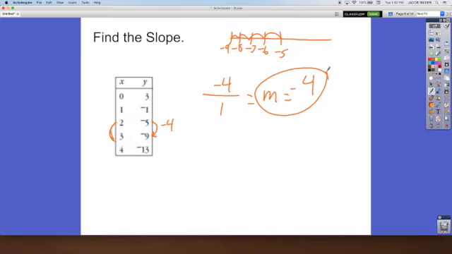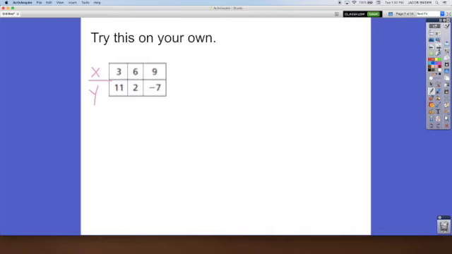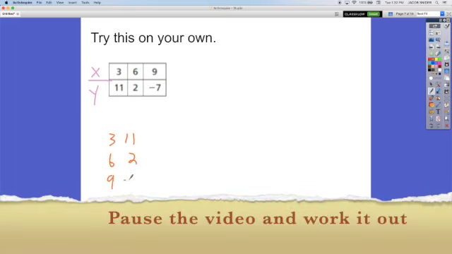Okay? So far, so good? Okay, pause the video. Try this on your own. Now, I changed the layout of the table, but just remember, that's the same as this, guys. 3, 11, 6, 2, 9, -7. Okay, same idea. What's my change here? And what's my change there? Pause the video, take a second, work it out.